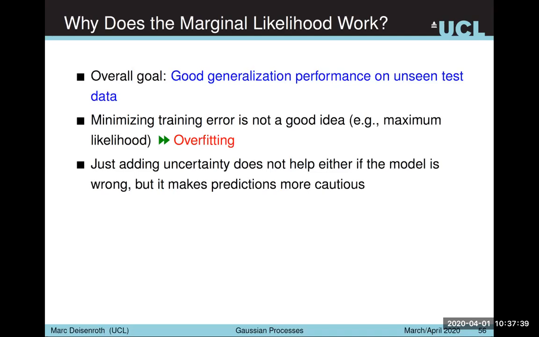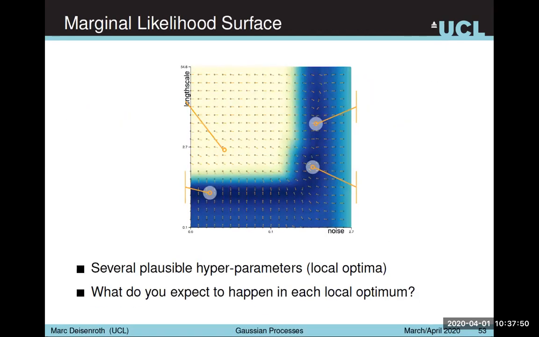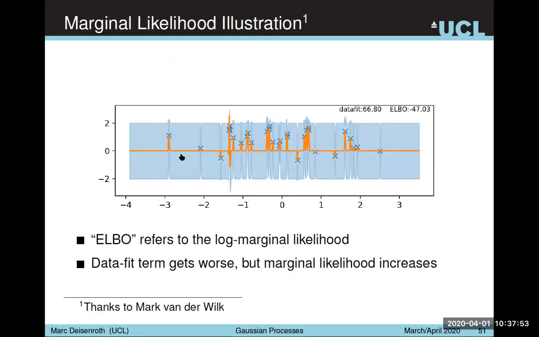If we just add uncertainty to our predictions, that also doesn't really help if the model is wrong. What I mean looks maybe like this, right? We add uncertainty to our predictions. The model is wrong in the sense that the hyperparameters don't make much sense, and just adding uncertainty, we don't get good generalization performance. We just add a lot of uncertainty to our predictions, right? So the information transfer from the training data to test data is very low here.